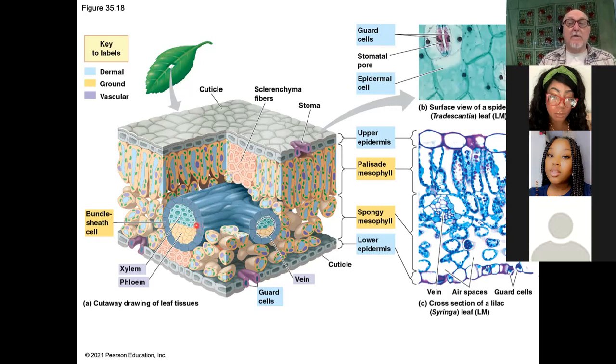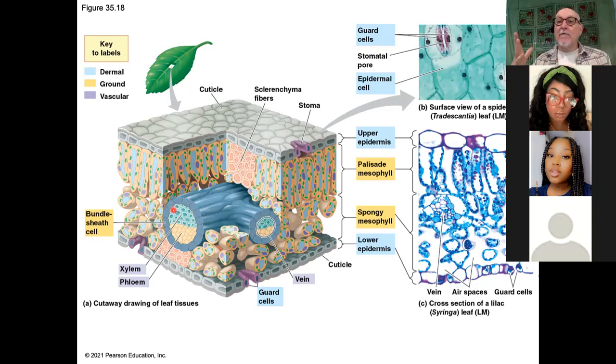Here is the main midrib of the vein. First of all, on the inside, it's like a big vascular bundle. So here is xylem there and phloem here. And around the vein of the leaf, there is a lining of cells called the bundle sheath cells.